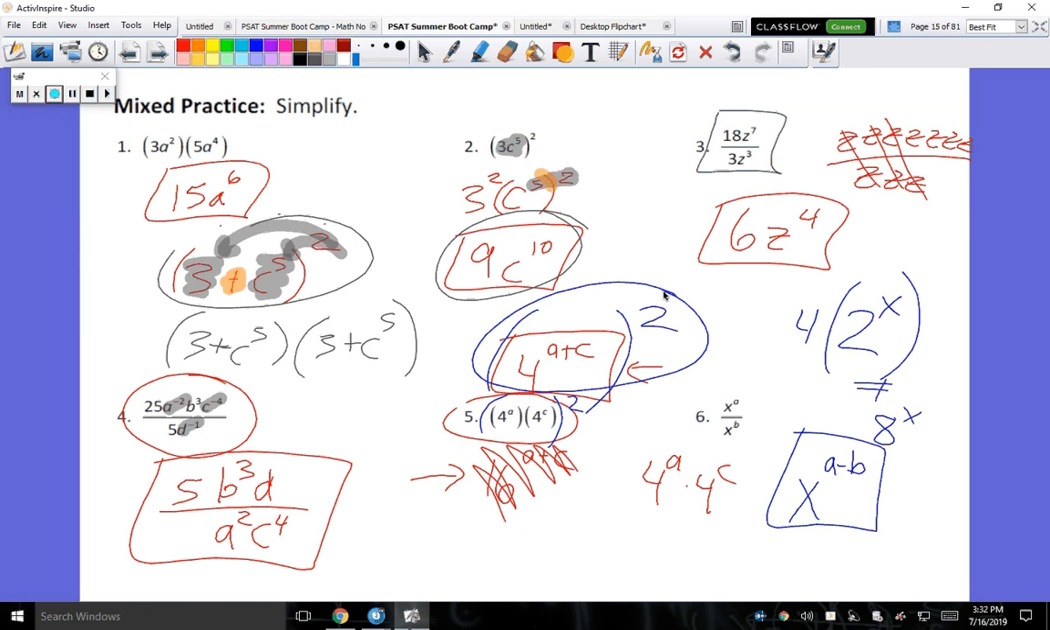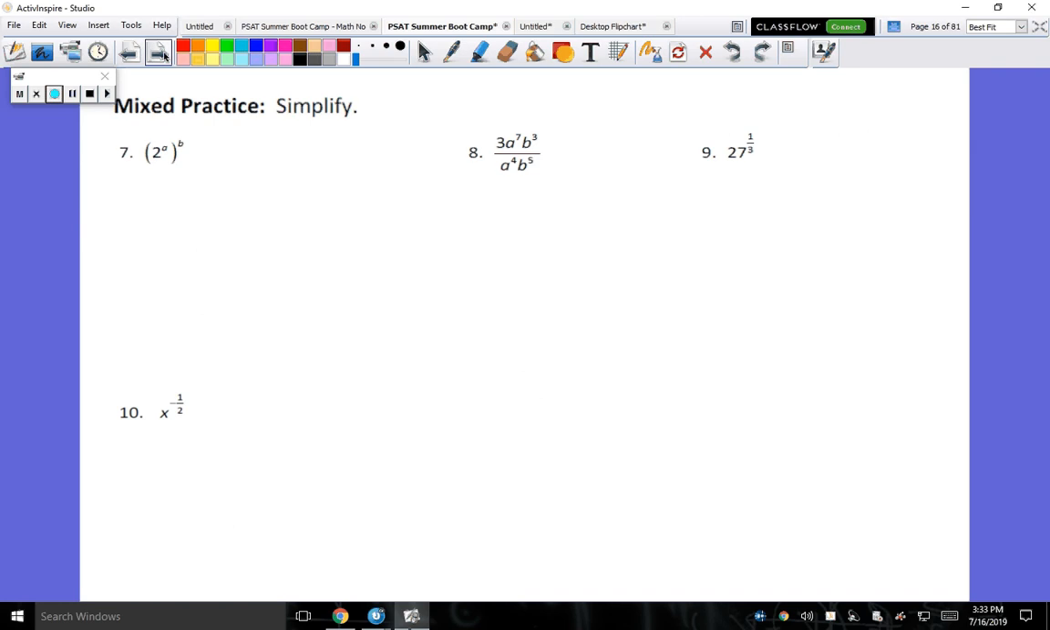4 to the a plus c times 2. We'll put a and c in parentheses. Good. 4 to the 2 times a plus c. Otherwise, 4 to the 2a plus 2c. Okay? Nice. All right. 7.